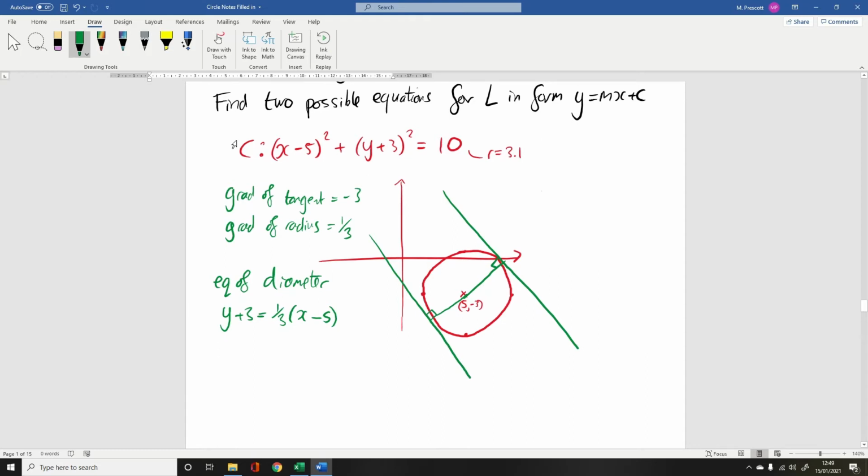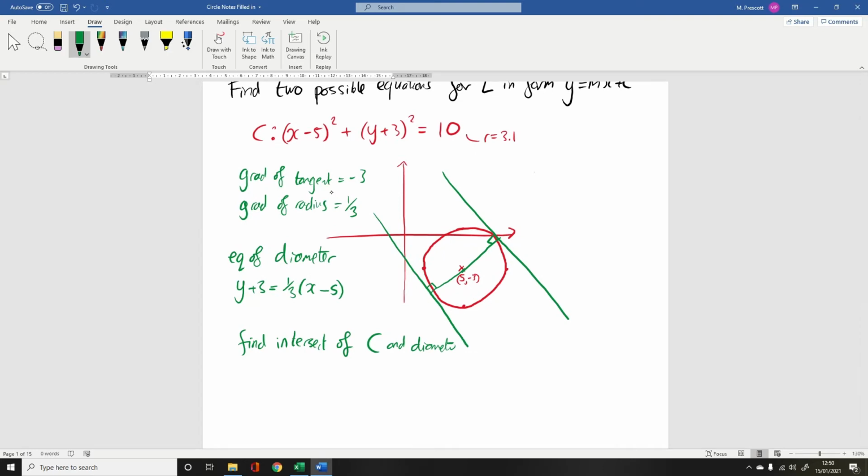Okay, so is that any use to us? Maybe. What could we do with this? Well, if we want to find the equations of the tangents, we need to find the point that they intersect the circle. And what we found is the equation of this diameter. So we can find where this diameter intersects the circle, and that should be the same point that the tangent hits the circle. So we're going to find the intersection of C and the diameter. That means we're essentially doing a little bit of a simultaneous equation. So we're going to substitute our y plus 3 equals 1/3 (x minus 5) into the equation up here.